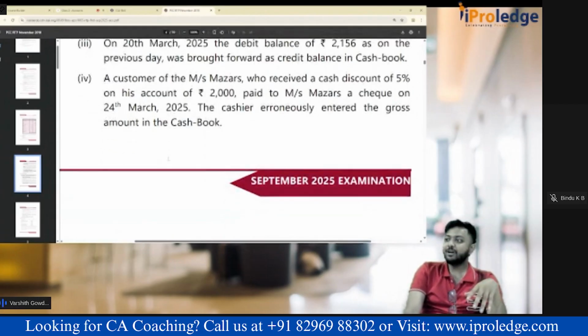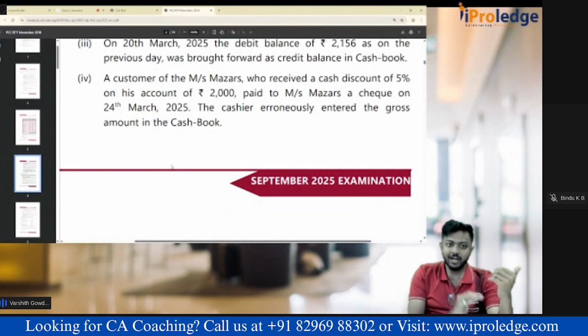The customer of Messrs. Mazars, who received a cash discount of 5% on his account of 2,000, paid to Mazars a check on 24th March. And the cashier erroneously entered the gross amount in the cash book. So here what happened? There was one customer who was supposed to pay us 2,000 rupees. We have given him a cash discount of 5%. So how much should he give? 2,000 minus 5%, that is 1,900. Remaining 100 is cash discount.